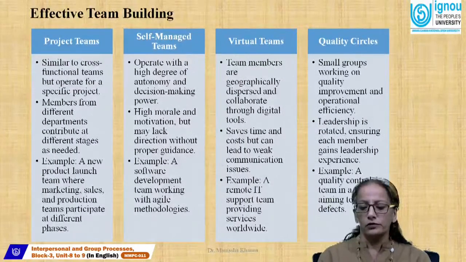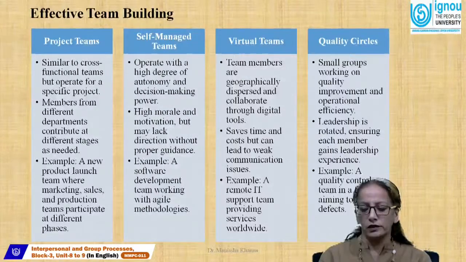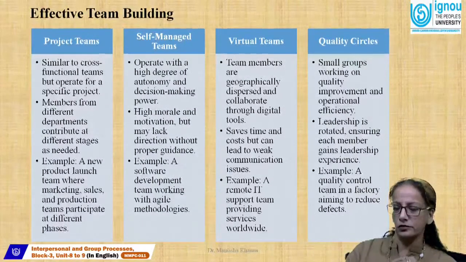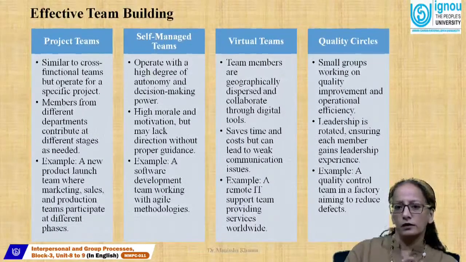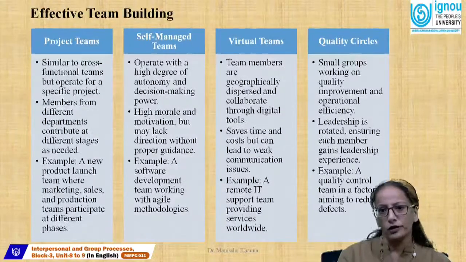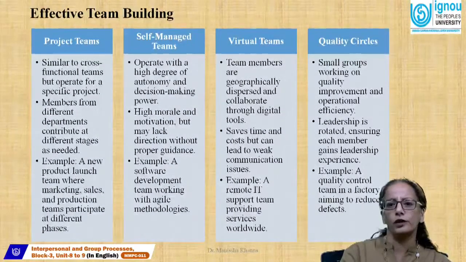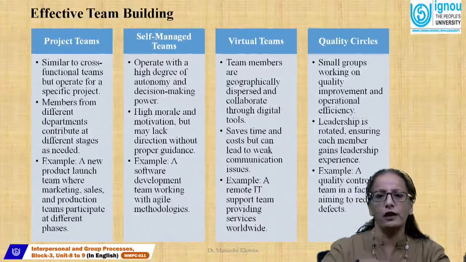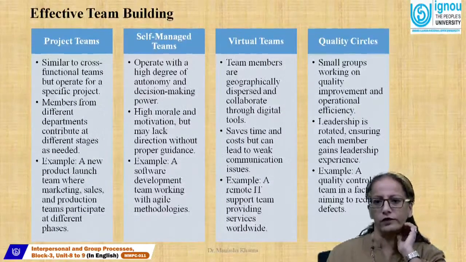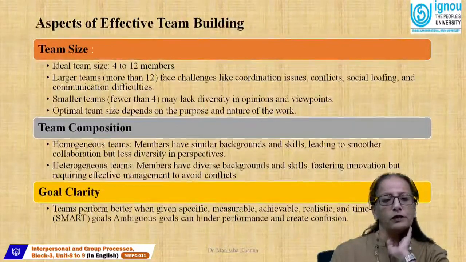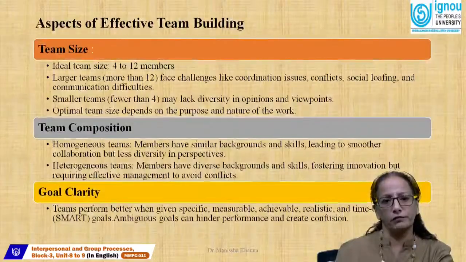The quality control team in a factory is aiming to reduce defects. Quality control circles, or quality circles, are people who are experts in their own area. These are small groups who are working on improvement and operational effectiveness. So these are all the teams. There are different aspects of team building.